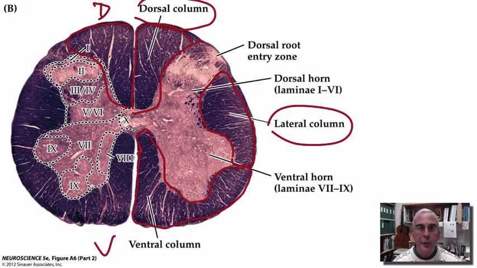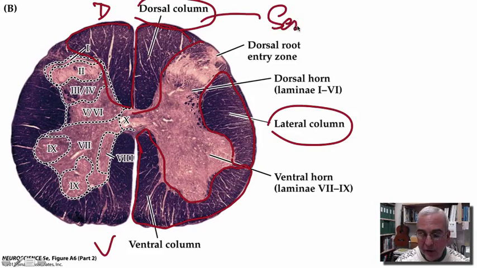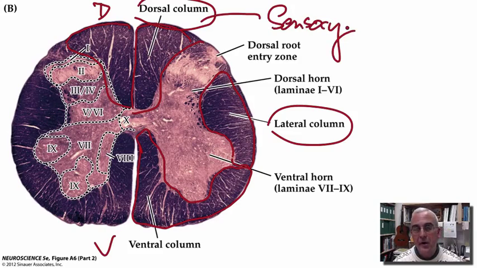Now, in each region of white matter, we're going to find different kinds of sensory or motor pathways. And we'll get into that in quite a bit of detail as we progress over the next couple of weeks. So I won't give you all that detail now, except to just make a few broad statements about how these tracts are organized within this white matter. Essentially, the dorsal column is a sensory zone. There are sensory axons that are ascending the spinal cord in the dorsal columns.